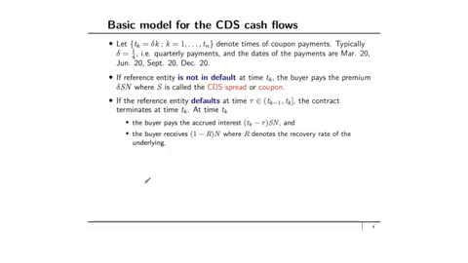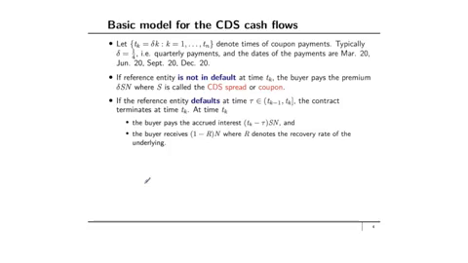If the reference entity defaults at some time tau between T_(k-1) and T_k, the contract terminates at time T_k. So in the example, the default time was month 16. This was between the two coupon payments at month 15 and month 18. The contract terminates at time 18. The buyer pays the accrued interest over whatever fraction is left over. So 1 month was what we did in the numerical example. And the buyer receives, or equivalently the seller pays, (1 minus R) times N, where R denotes the recovery rate of the underlying.